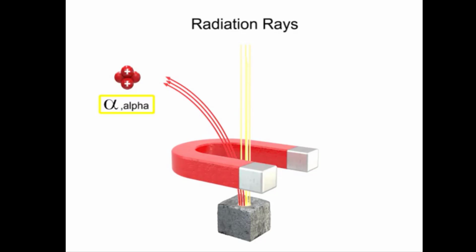Alpha rays carry particles originating from the nucleus of a radioactive atom. These particles consist of 2 protons and 2 neutrons.